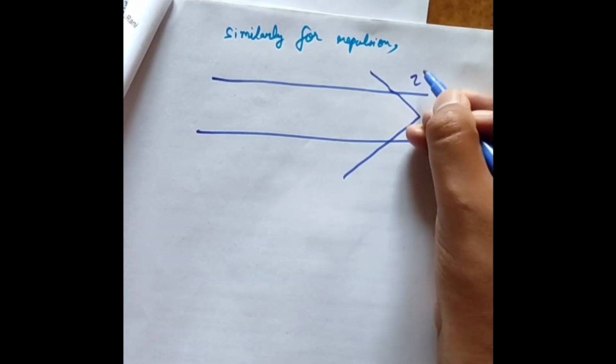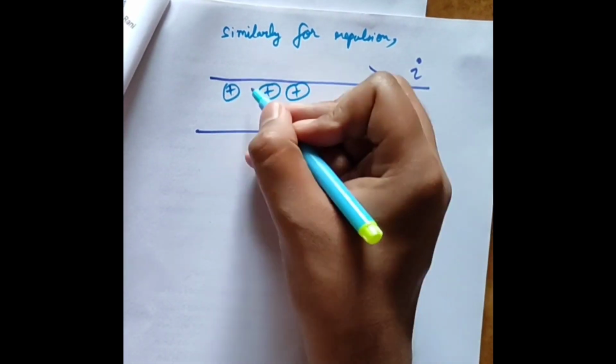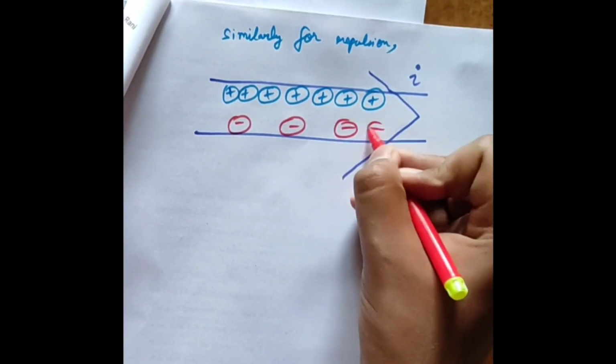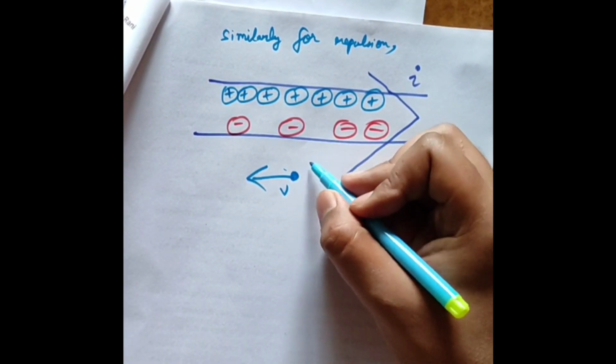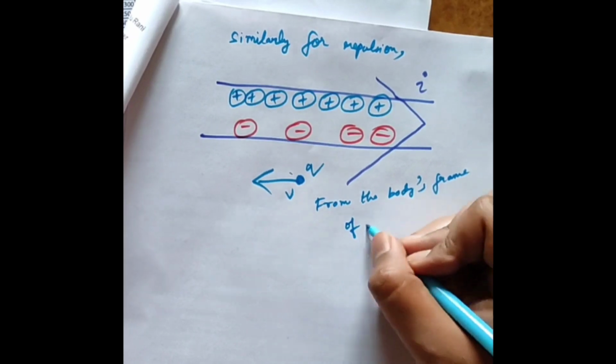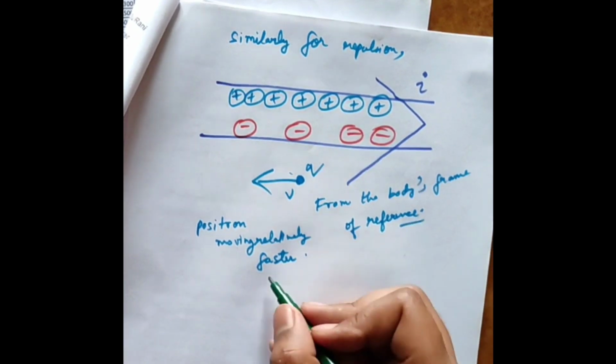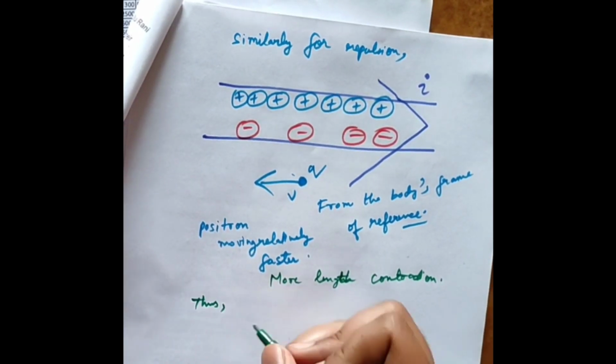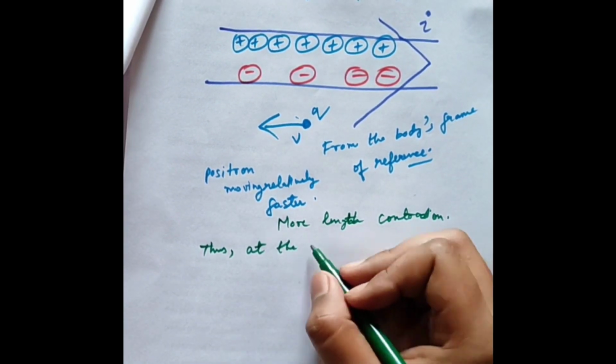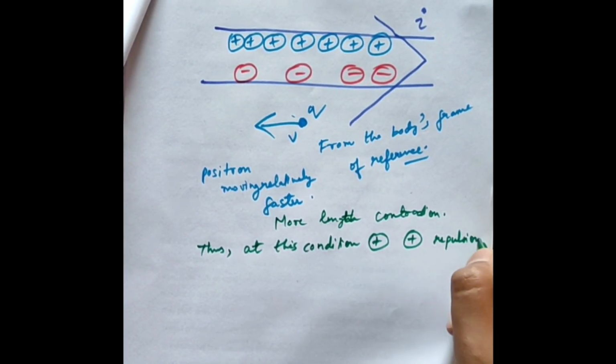That is, when a body is moving in the opposite direction to the direction of current, then repulsion takes place. So it is explained how a current carrying conductor causes a magnetic field.